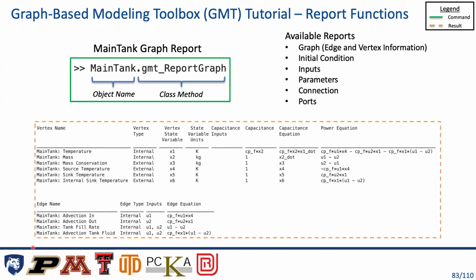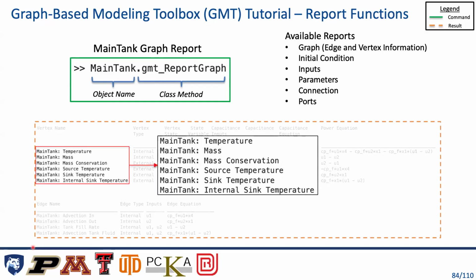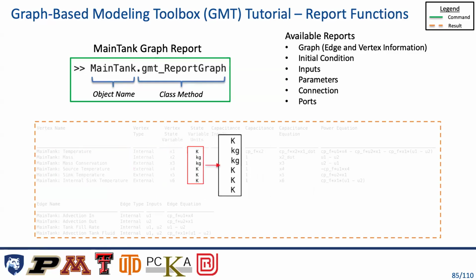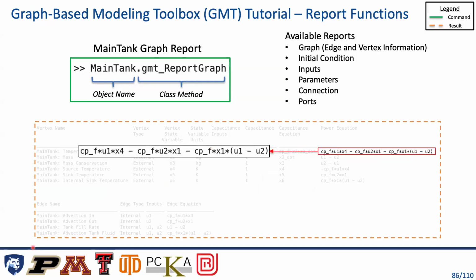When we do that, we get a table in the workspace of the data of this model in a more human readable form. We're going to zoom in on the vertex information here. This gives us a description of all the vertices in this model. We have the units associated with each of those vertices, as well as the power flow equations. And the same is true for the edges as well.